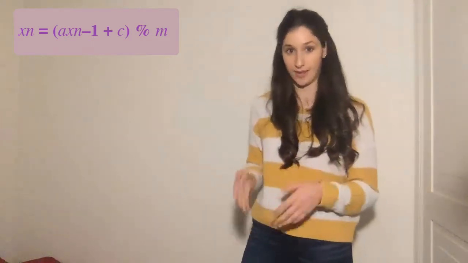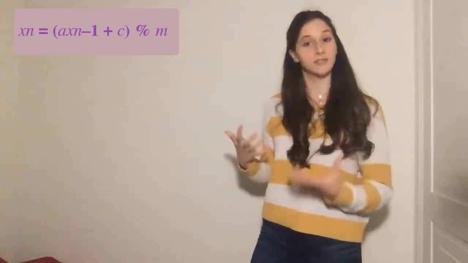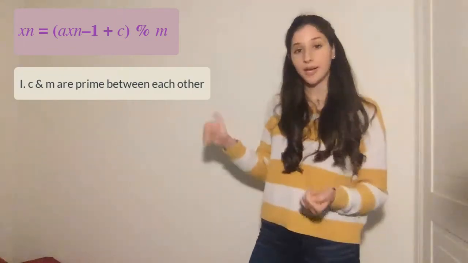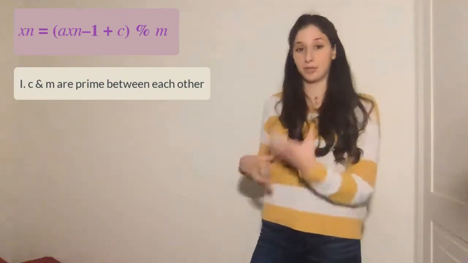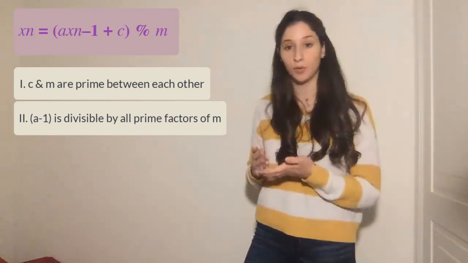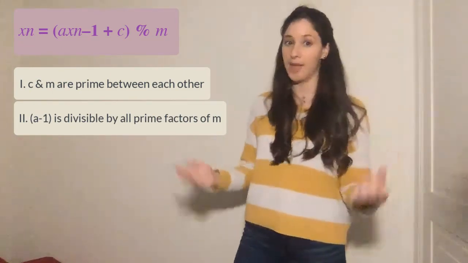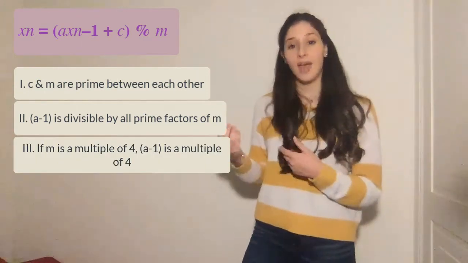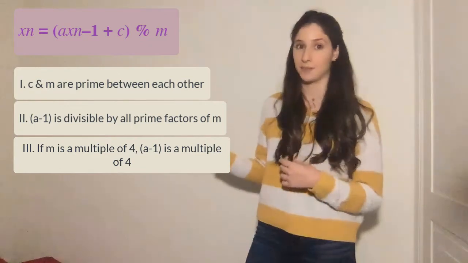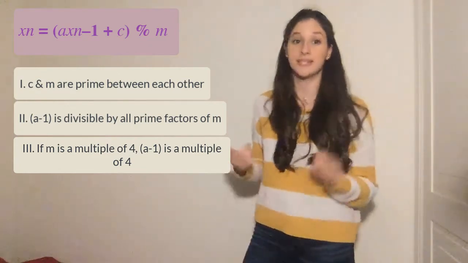Then we need to know that a, c, and m, which are constant values, have some rules between each other. Rule number 1, c and m need to be coprime, prime between each other. Rule number 2, a minus 1 has to be divisible by all the prime factors of m. And rule number 3, if m is divisible by 4, then a minus 1 needs to be divisible by 4. Pretty simple, right? So let's see how it works.